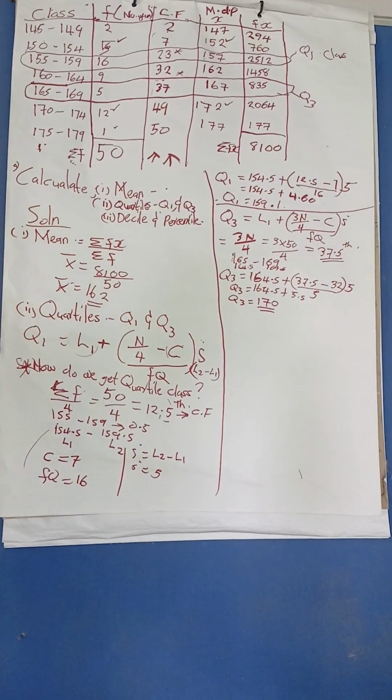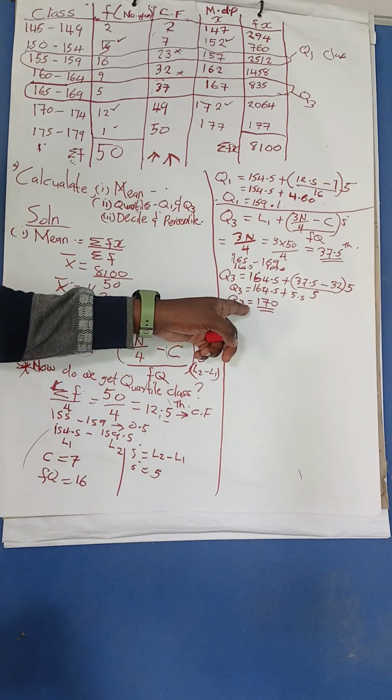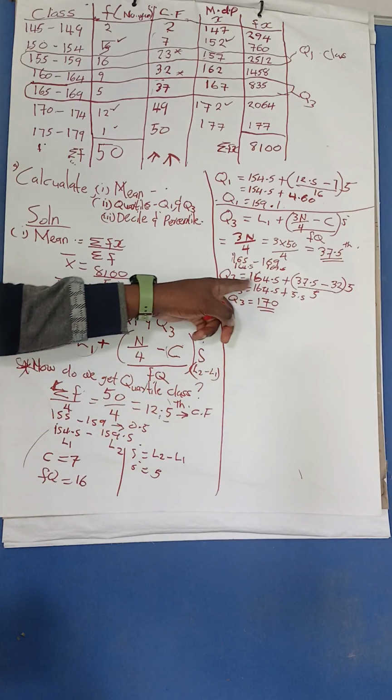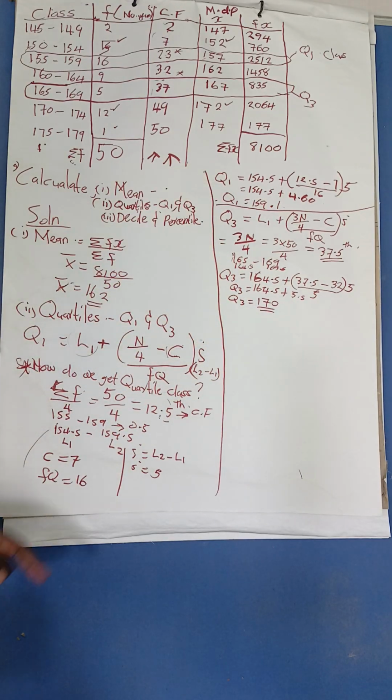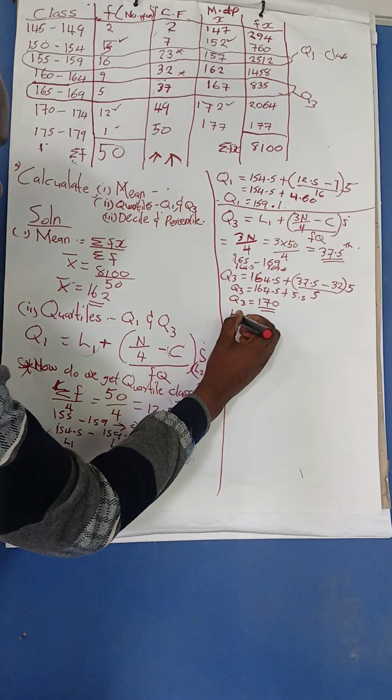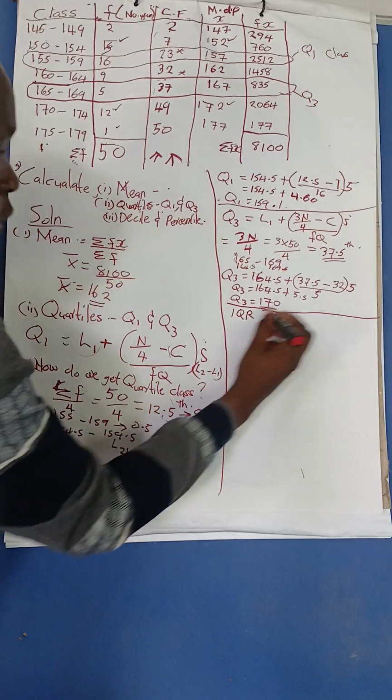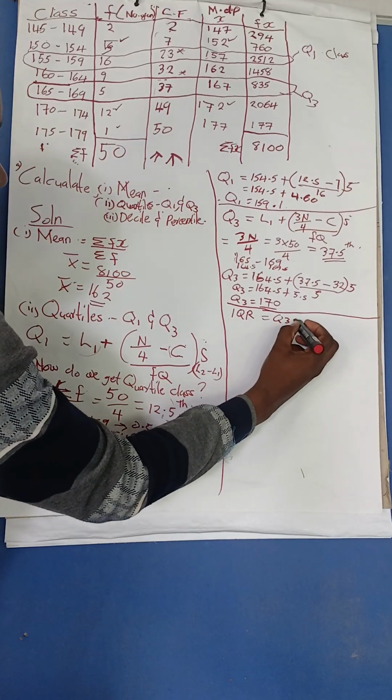And you are just scoring your marks as we proceed. Good. So in case the question wants you to get the interquartile range, you'll just take the upper quartile, Q3, minus Q1. So the interquartile range is Q3 minus Q1. It's just a matter of Q3 minus Q1.